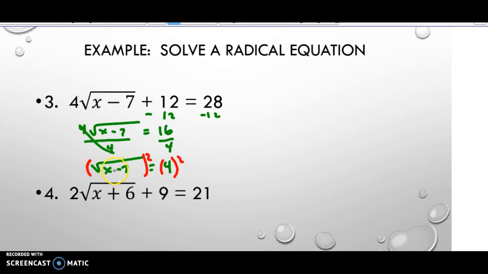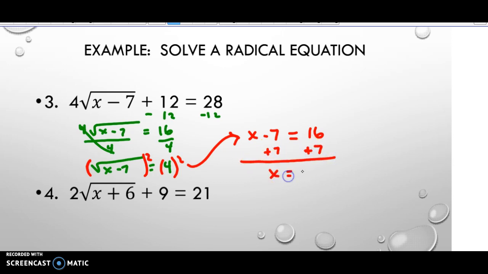When I do this, what I'm really doing is radical x minus 7 times radical x minus 7. So remember, I'm squaring this expression to get rid of the square root bar. That's going to leave me with x minus 7. And when I square 4, I'm going to get 16. So now I need to continue solving for x by adding 7 to both sides. And I get x equals 23.